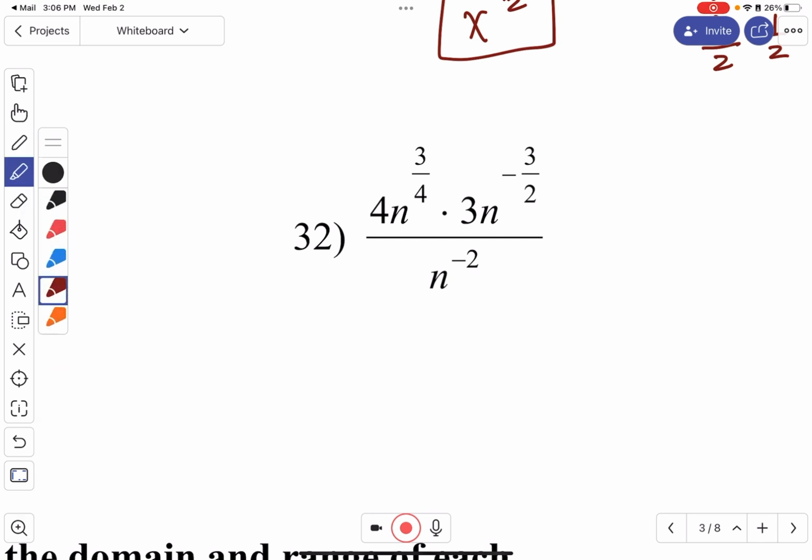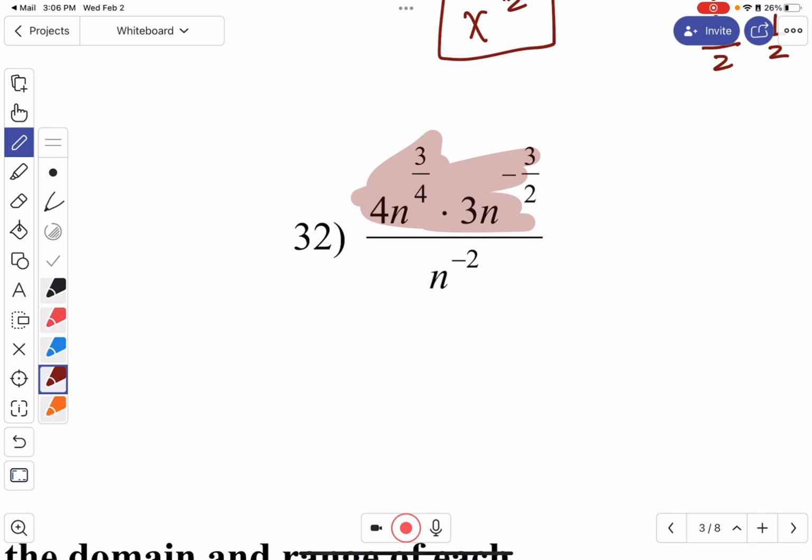Okay. Again, lots going on the top, so we need to fix that first. So that's 12n. Then we have to go 3/4 plus negative 3/2. So that's 3/4 plus negative 6/4. So that's negative 3/4, all over n to the negative 2.